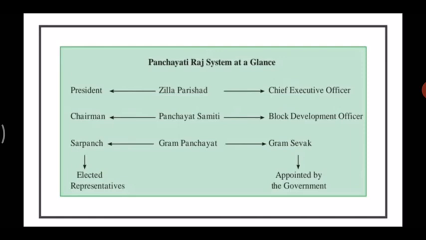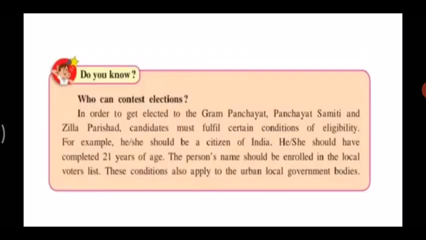In the Panchayat Samiti, we have the chairman and the block development officer. Then in the Zila Parishad, we have an elected representative, the president, and the chief executive officer, who implements all the plans and schemes of the Zila Parishad and is appointed by the government. Let's move forward. Now let us see who can contest elections. That means who can stand as the representative of the people in the election. To get elected to the Gram Panchayat, the Panchayat Samiti or the Zila Parishad, the candidate must fulfill certain conditions of eligibility.